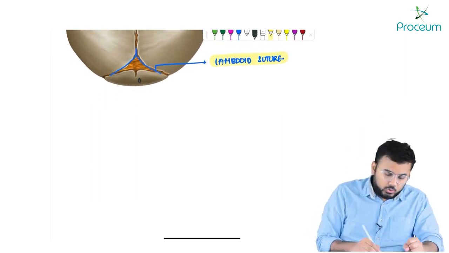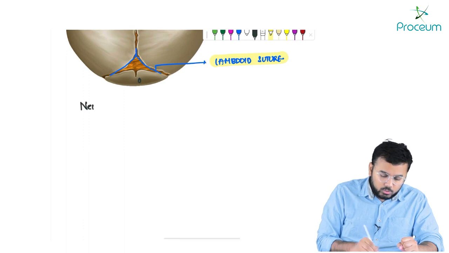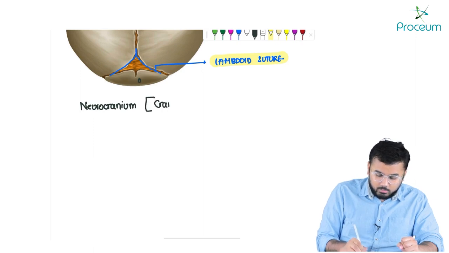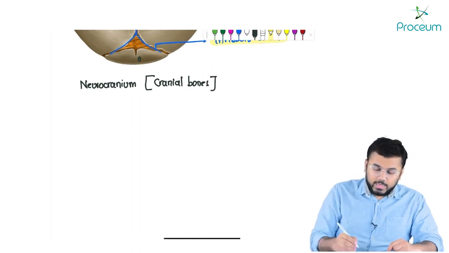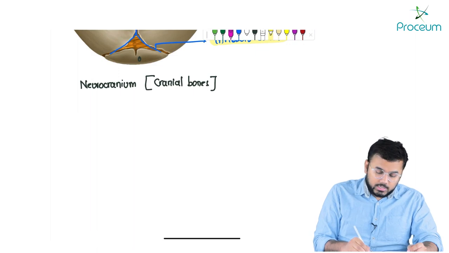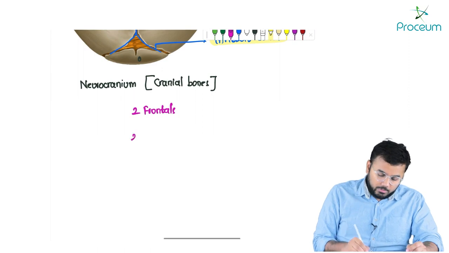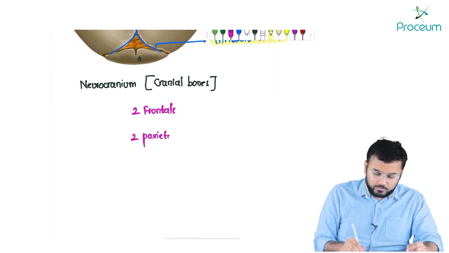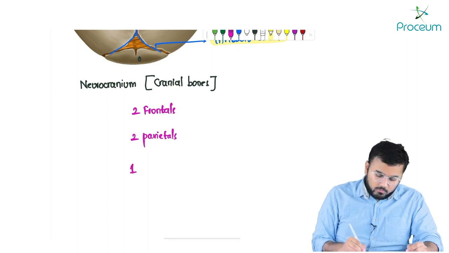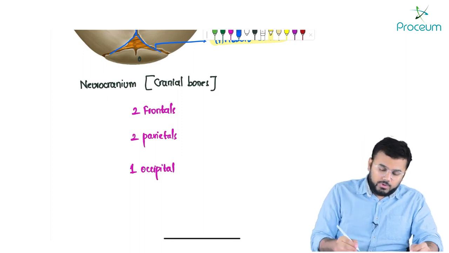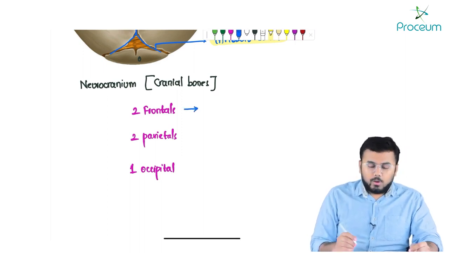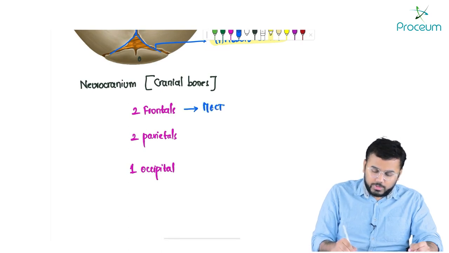Your cranial bones, which are also called neurocranium or cranial bones, are comprising of how many frontal bones, guys? Two frontal bones. How many parietal bones? Two parietal bones. And how many occipital bones? One occipital bone. Now we discussed that two frontals join together to form a suture, and that suture you call the metopic suture.